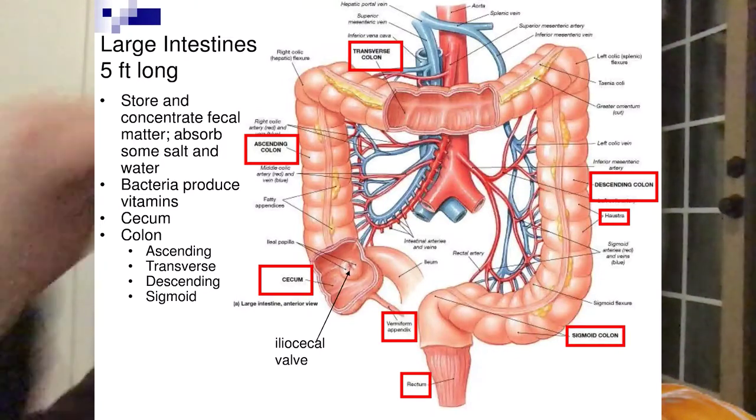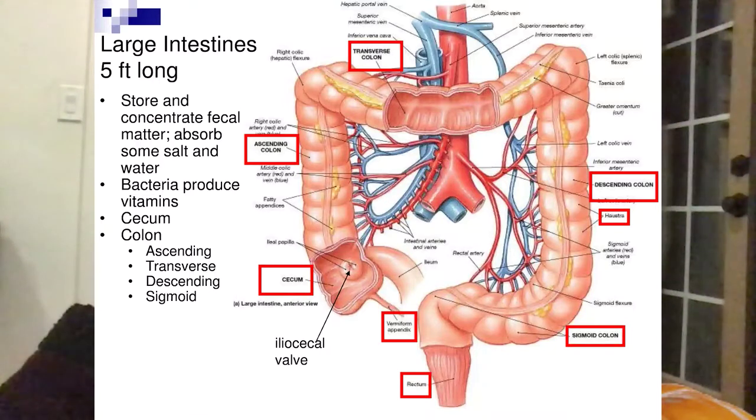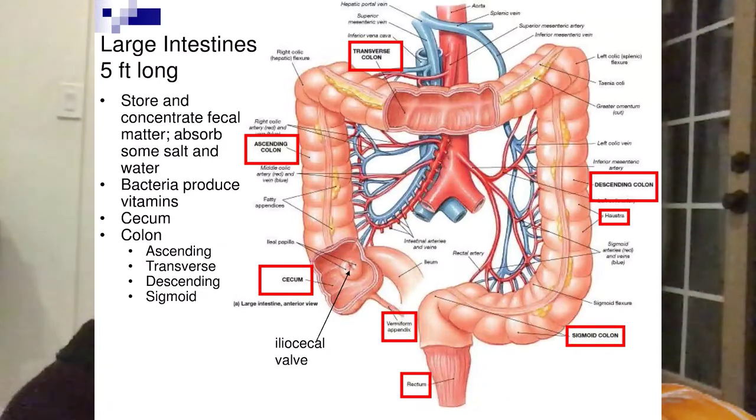So all along the way, the fecal matter, again, we're absorbing the water, the bacteria is working on it, we're making vitamins, we're absorbing that, we're absorbing electrolytes. Those little pouches in there are called haustra, right? And what they're doing is they're compacting the waste for us. And so by the time it makes it all the way through past the sigmoid, it goes into the next organ, which is at the bottom there, called the rectum.